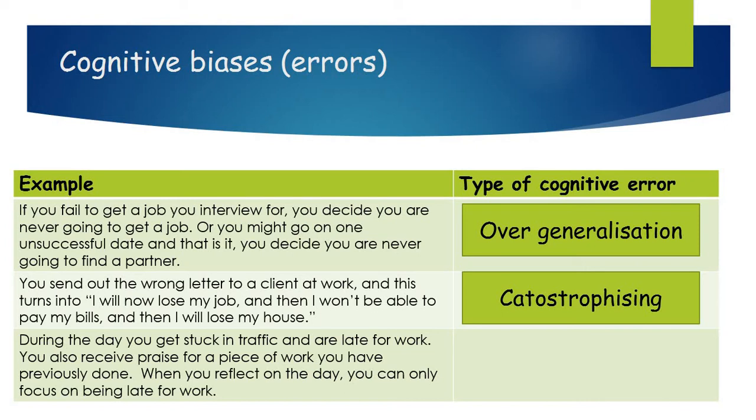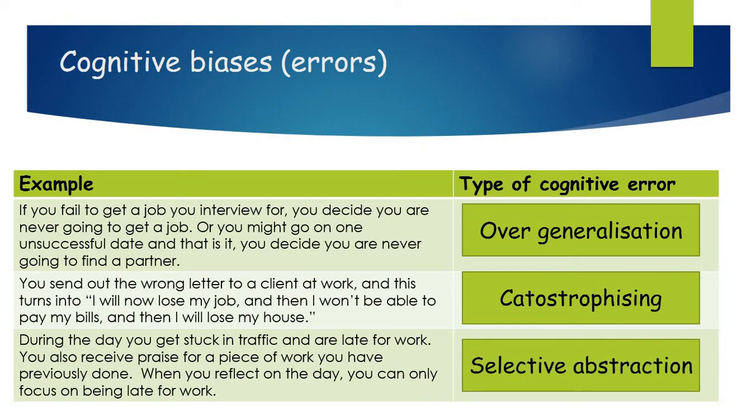Another example: during the day, you get stuck in traffic and are late for work. You also receive praise for a piece of work you have previously done. When you reflect on the day, you can only focus on being late for work. Often people that suffer from depression, despite the positive things that are happening in their life, just remember the negative things and really focus on those negative aspects. This is what we call selective abstraction, which is basically selecting for and paying attention to the negative aspects in that person's life, regardless of how many positive things have happened that day or that week.